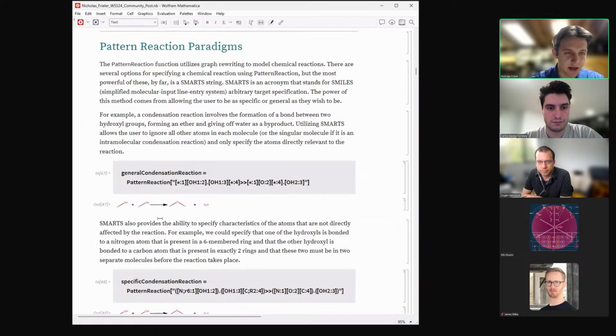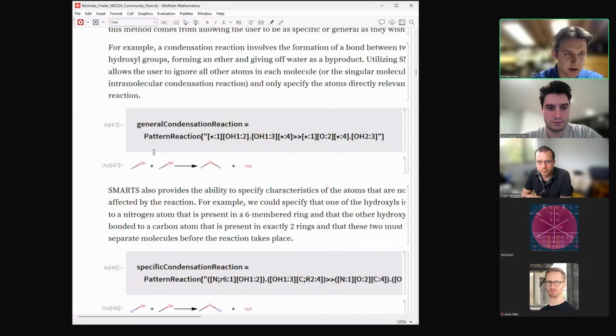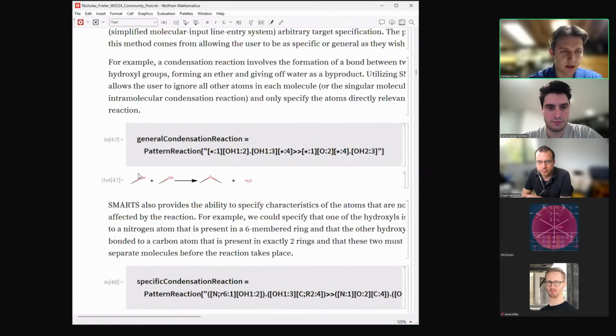So here is a condensation reaction specified in this way. Basically you have these two components, where the star indicates that it can be any sort of element. It's not specified here. And then there's this OH group. So you have two things of this sort, and then a condensation reaction combines them together in this way, and you have a water molecule left over. This is just pattern reactions in the Wolfram Language.